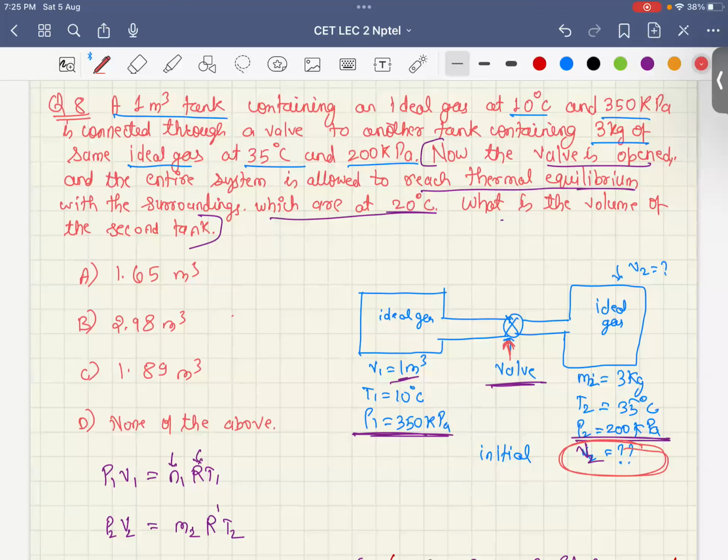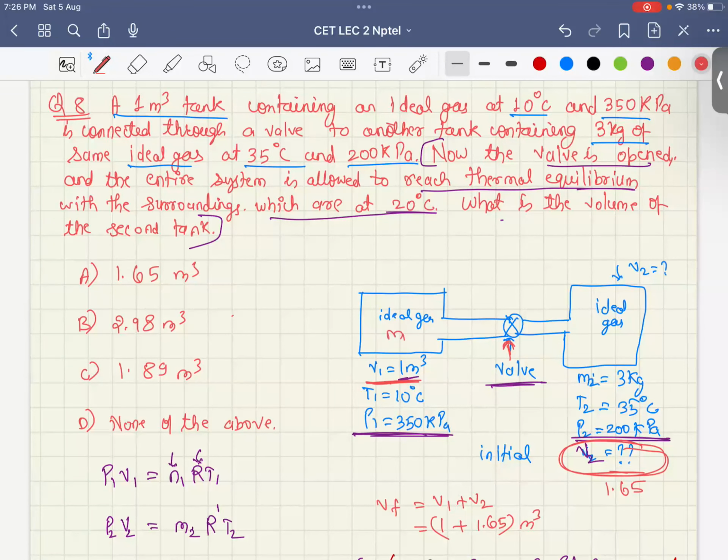The volume is not going to change, right? For example, its initial volume was V1, which is 1 meter cube, and the final volume we calculated as 1.65. When we open the valve, the volume of the entire system is going to be V1 plus V2, which is 1 plus 1.65, right? Then this is the volume.